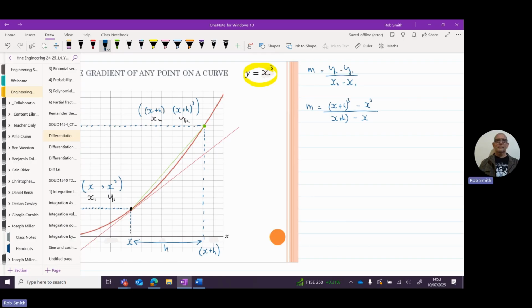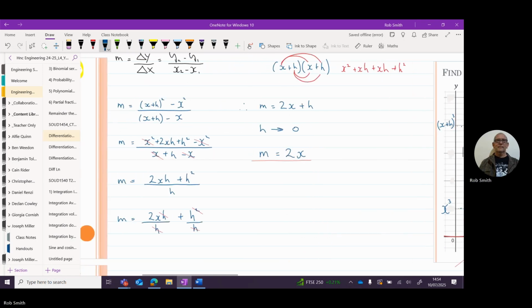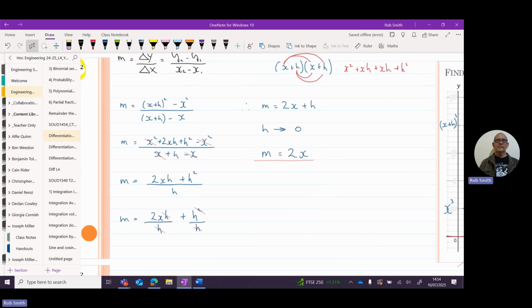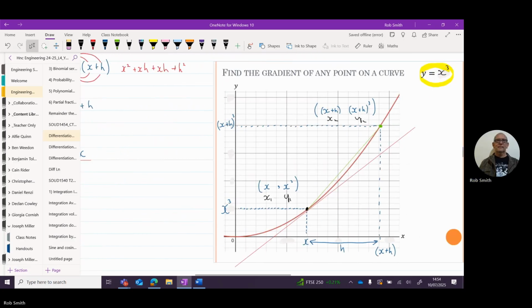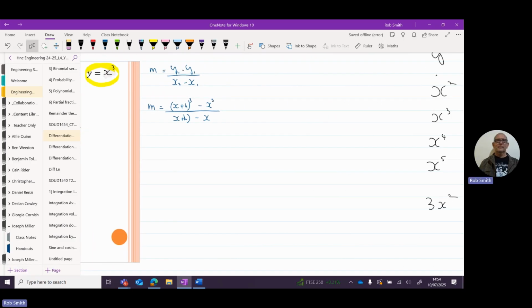So what I suggest you do is pause the video and see if you can simplify that function, just like we did before. If you look at what we did before, we expanded x plus h, wrote it down, and saw if we could simplify it. So just put it on pause.